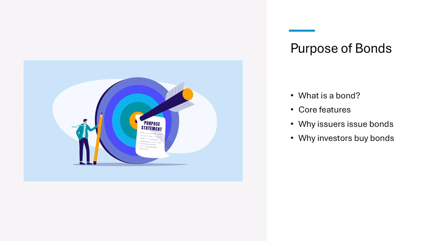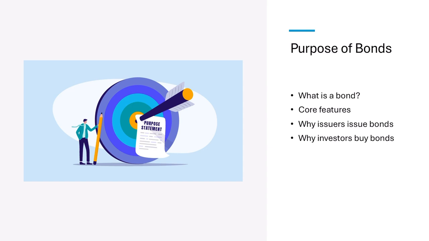Why do issuers issue bonds? Governments fund deficits, infrastructure, war financing, or public projects. Then, corporations finance expansions, mergers, acquisitions, or refinance old debt, and municipalities issue bonds for building schools, highways, or hospitals.